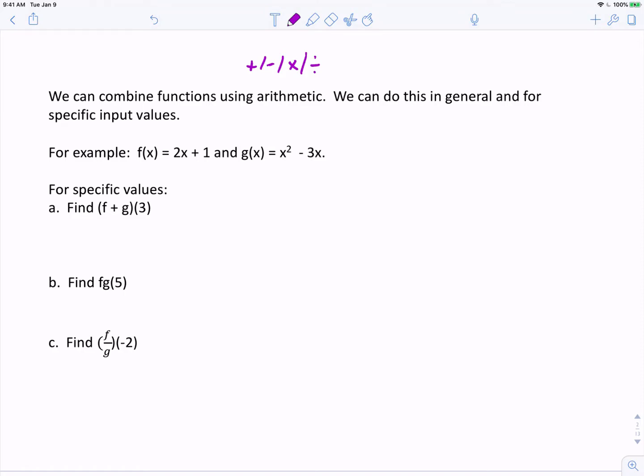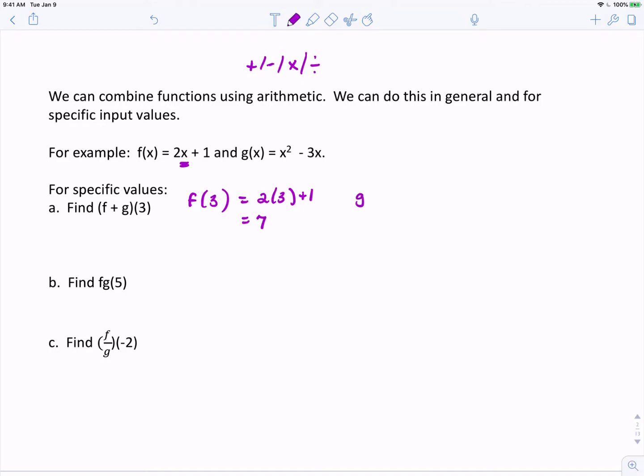For example, f of x is equal to 2x plus 1, and g of x is equal to x squared minus 3x. For specific values, let's find f plus g of 3. So first we're going to find f of 3. To find f of 3, we evaluate the function f at 3. So 2 times 3 plus 1. So f of 3 turns out to be 6 plus 1, or in other words, 7.